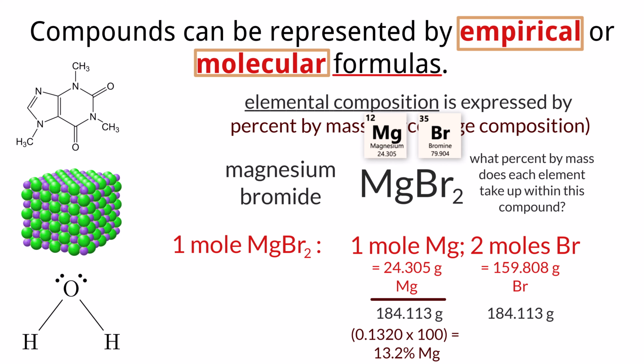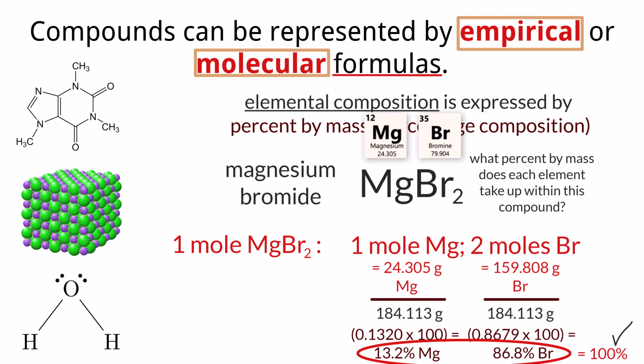Now we could either do some easy subtraction to find the percentage composition of bromine since we know these two values will add up to 100, but let's keep practicing and we can still use this idea to check our work. The percentage composition of bromine is equal to 159.808 grams divided by 184.113 grams, multiplied by 100 equals 86.8%. 86.8 plus 13.2 adds up to 100. So we know our calculations are looking good.